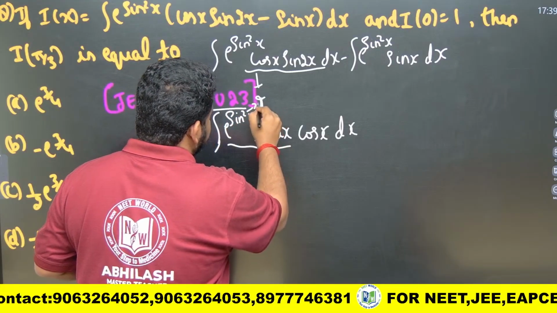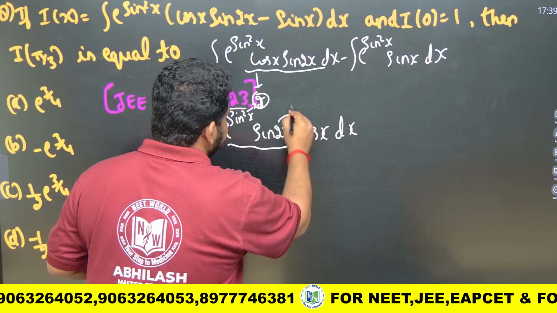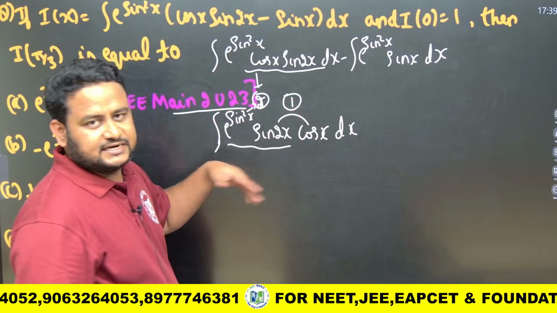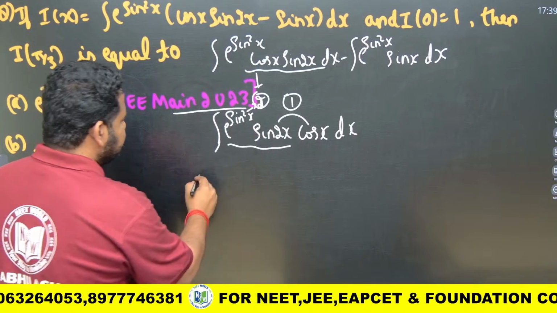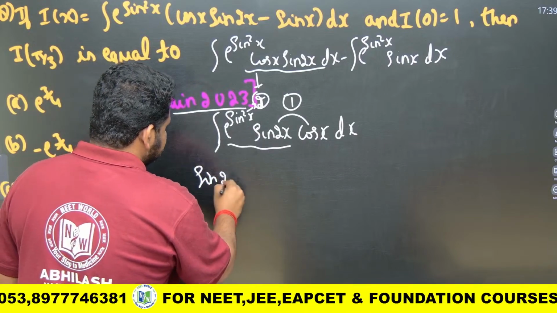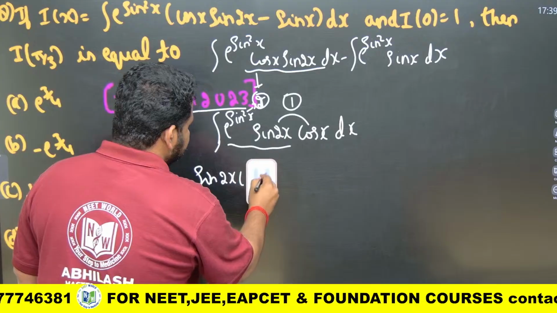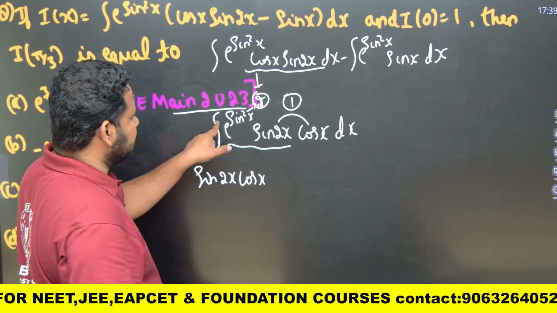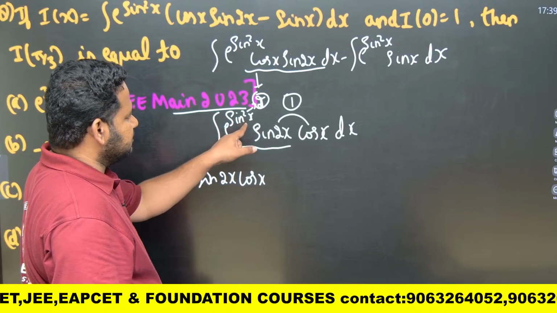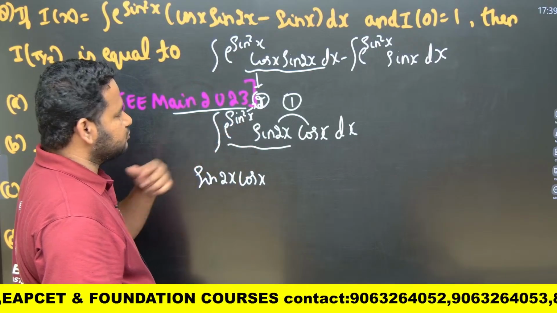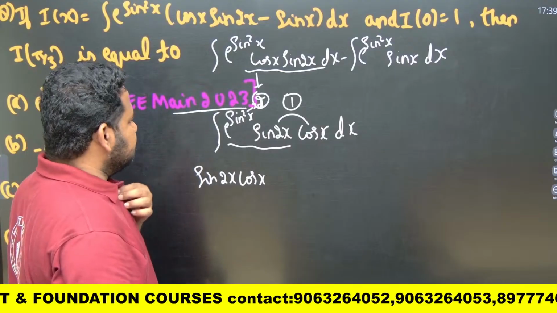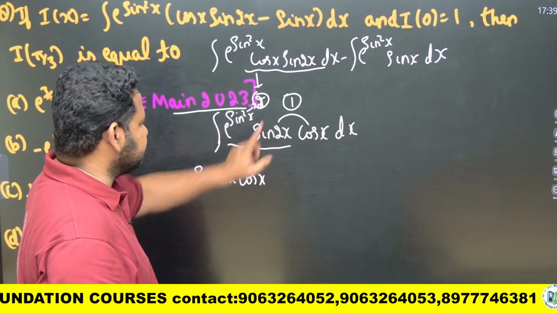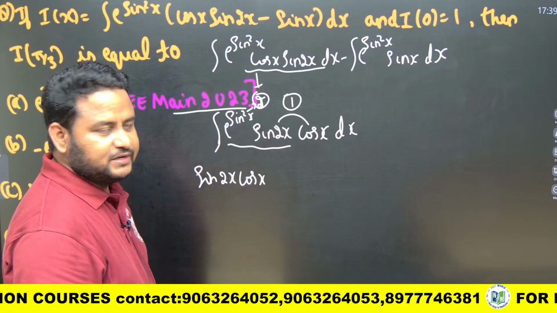Instead, let me take this as the second function. This entire thing I can take as the first function. So this will remain sin 2x into cos x, and the integral of e power sin square x will give me the same as this function.